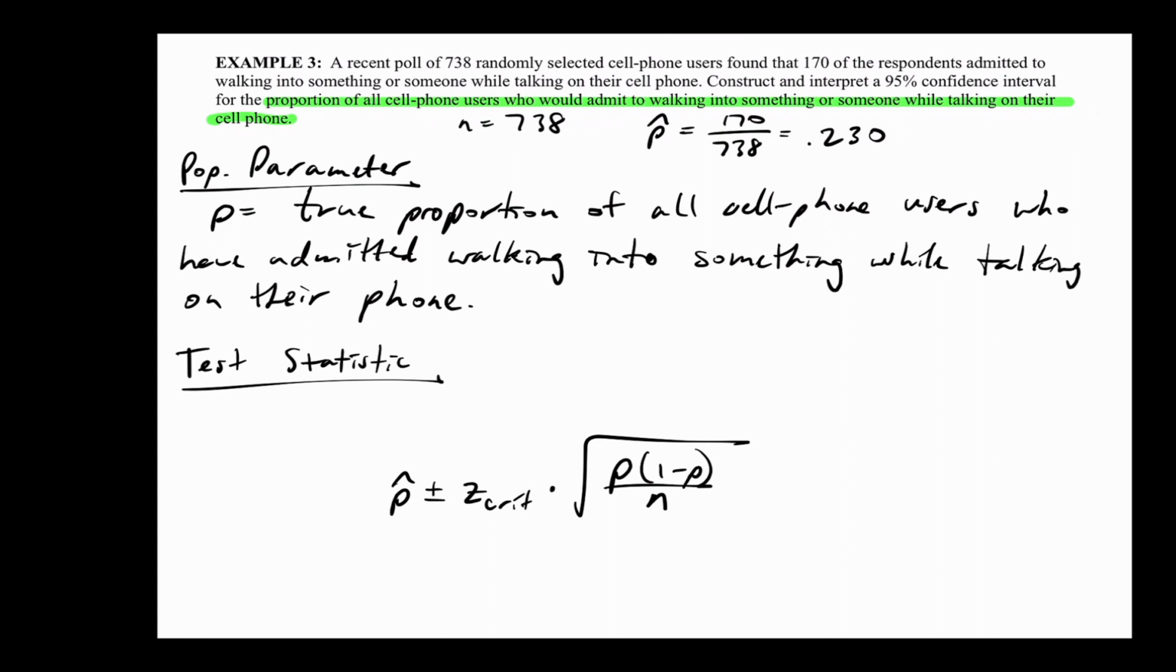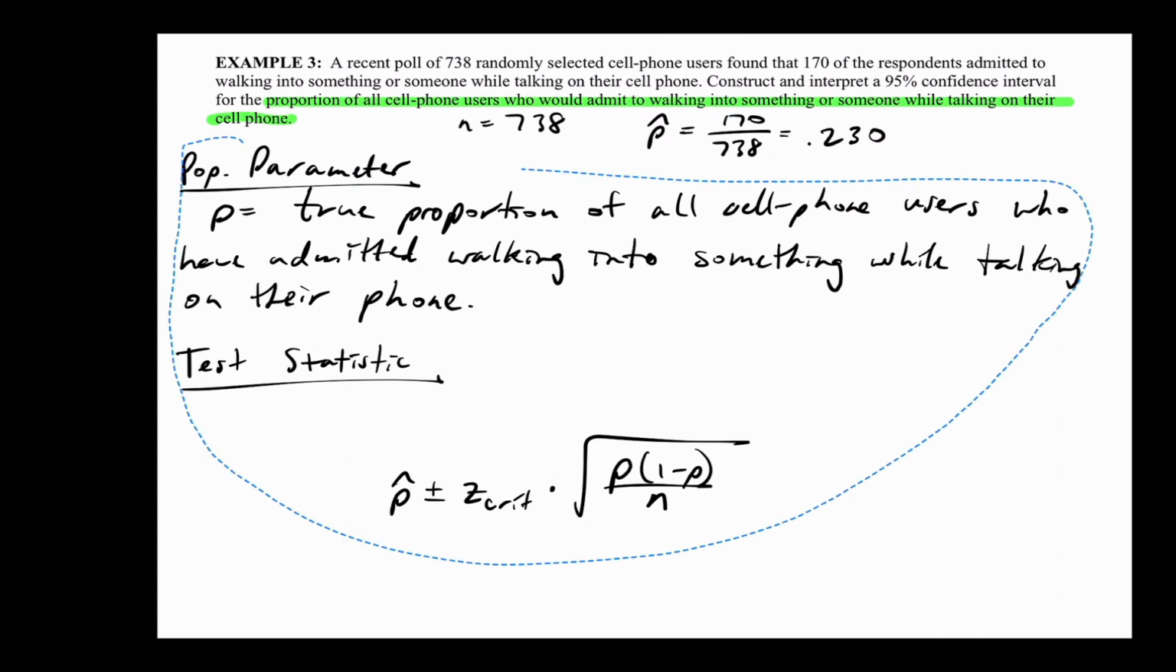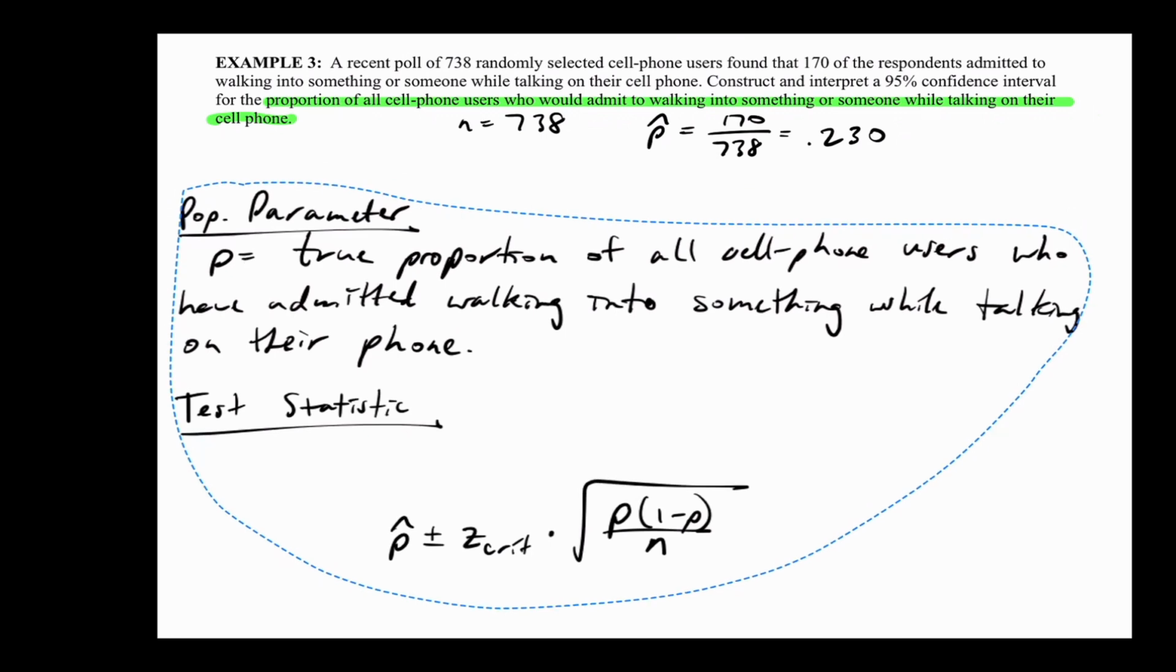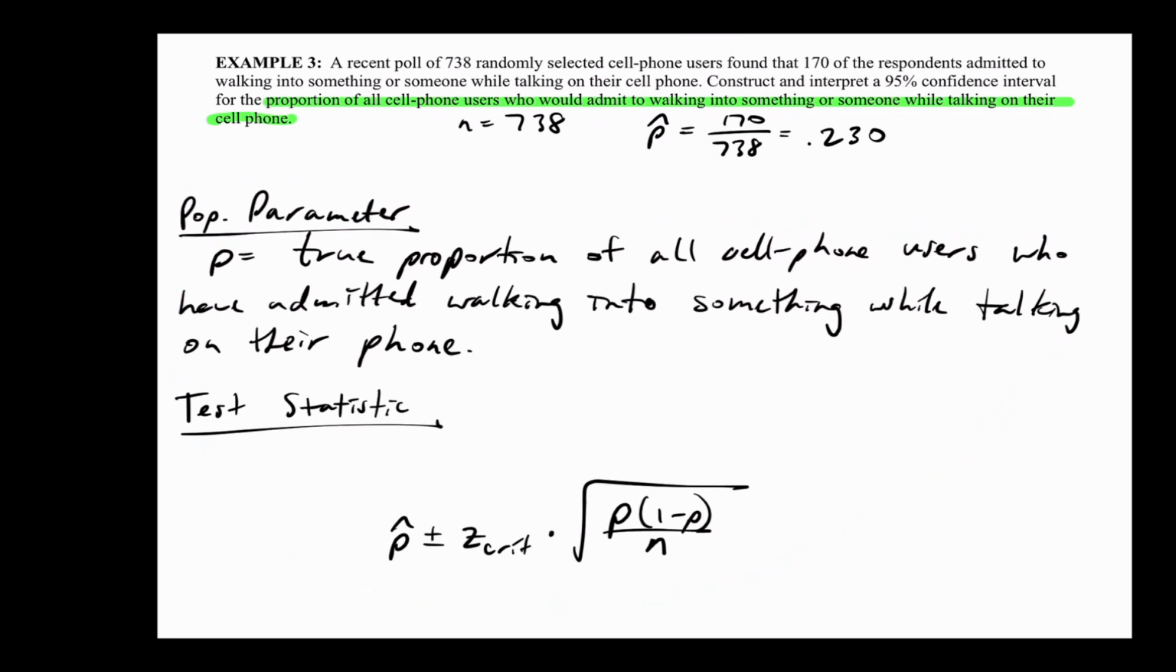Okay. Test statistic, the same one. Before I did that, I always label anything that I know will be useful. I know it's going to be a confidence interval. So I label anything like n, p hat, right? 170 over 738. Those are the people who have admitted to walking into something or someone, right? That's about 23%.